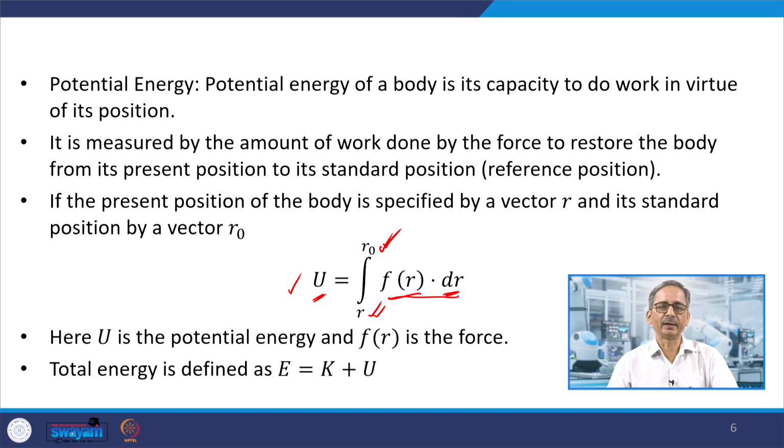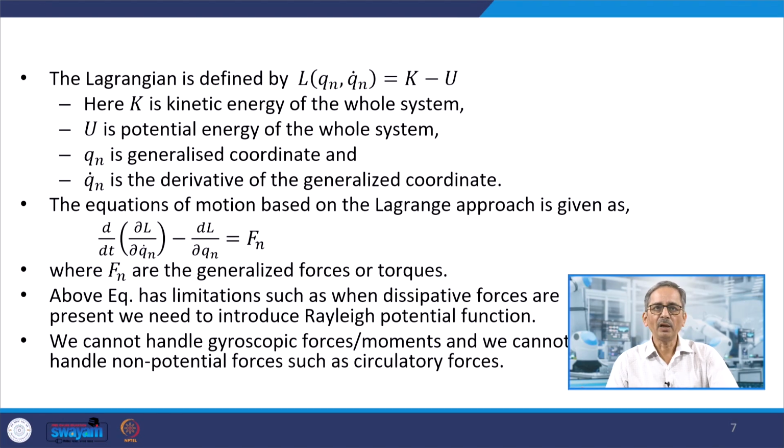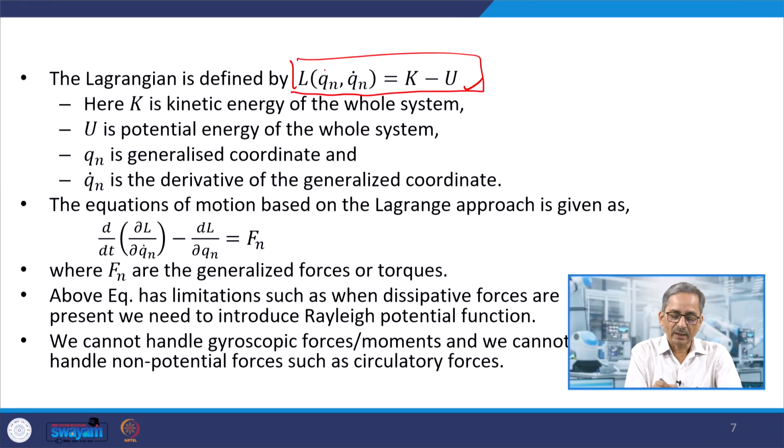Once we have the potential energy and the kinetic energy, we can derive the total energy, which is the summation of the kinetic and potential energy. The Lagrangian is defined as the difference between the kinetic and potential energy. In this expression, L is called the Lagrangian, and Qn is the generalized coordinate.